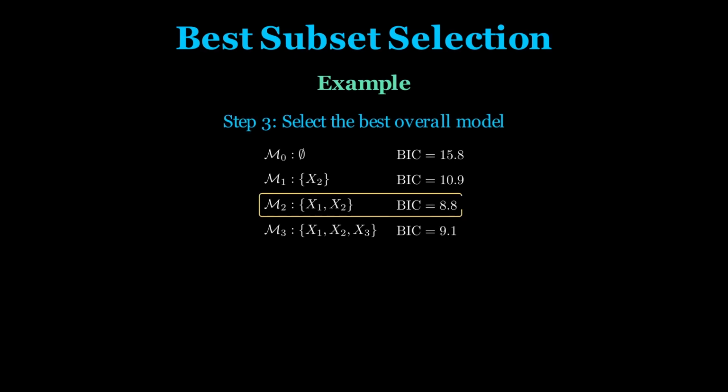Finally, we compare M0 through M3 using the Bayesian Information Criterion, or BIC. We'll cover this exact formula later in the video. Even though M3 has the lowest RSS, the BIC penalty for the extra predictor makes it slightly worse. M2, with predictors x1 and x2, achieves the lowest BIC of 8.8 and is selected as the final model. In total, we evaluated 8 models. With only 3 predictors, this is very manageable, but the number grows exponentially as p increases.